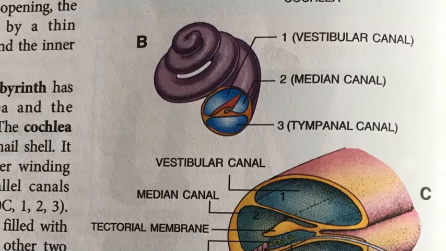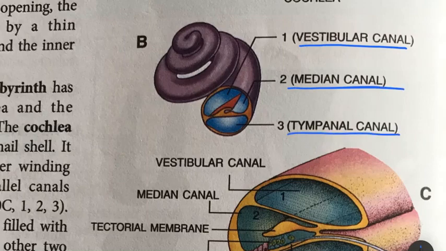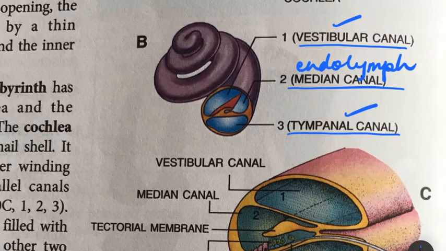Okay, now if we go into the inner portion of the cochlea, you can see it is divided into three canals. The first is known as vestibular canal, the middle is known as median canal, and this bottom one is known as tympanal canal. Okay, the median, which is also known as cochlear canal, is filled with a fluid which is known as endolymph. Okay, and of course the vestibular canal and the tympanal canal also have liquid in it which is known as perilymph.